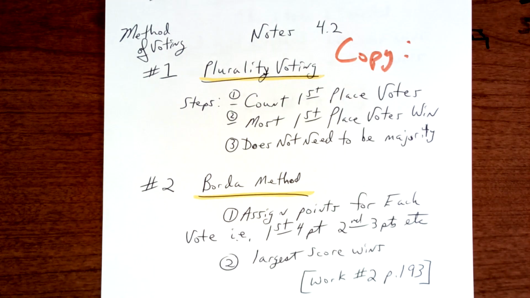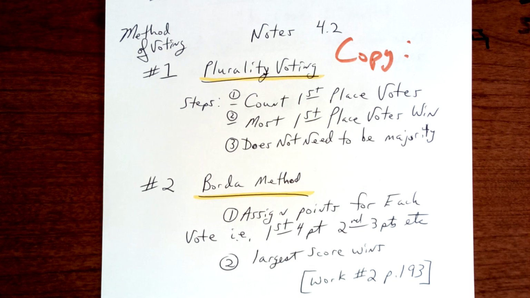Okay, so for the plurality voting, you count the number one first place votes, and number two, the most first place votes wins, and it does not have to be a majority. Number two. Copy those down.